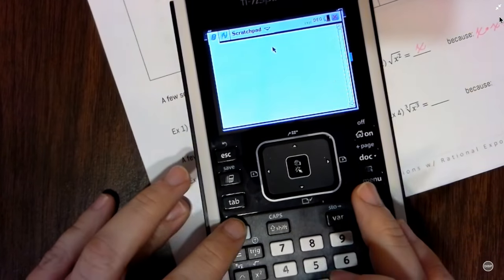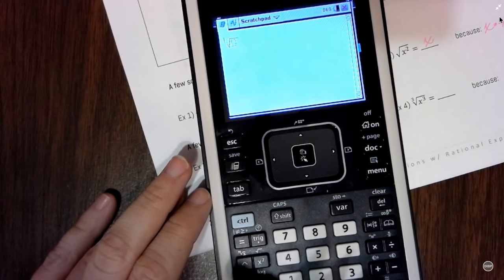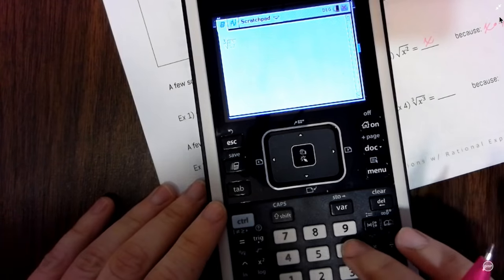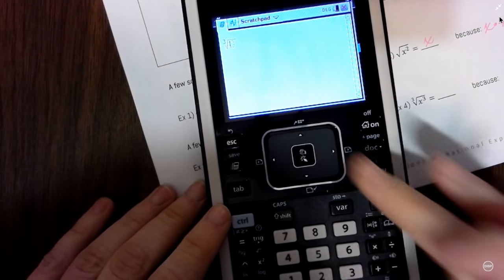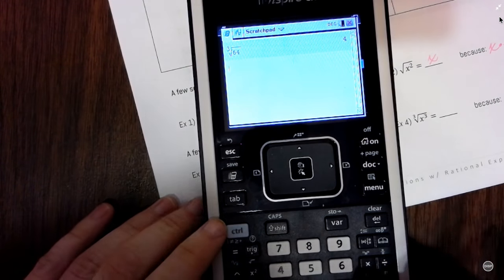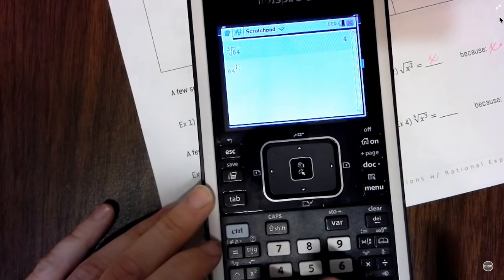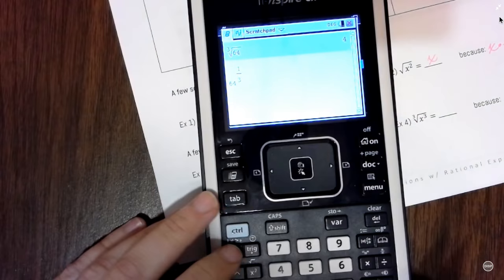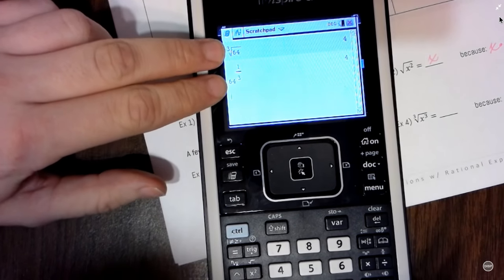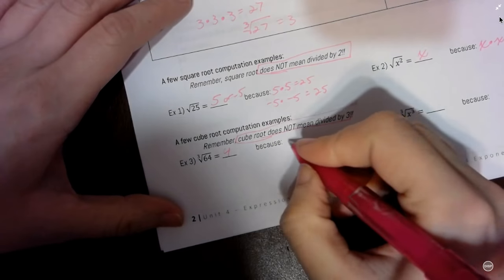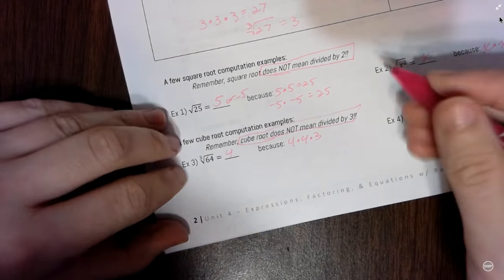So you'll take Control and then the exponent key, and that gives you a radical that you can choose what root to put. So cube root of 64 is 4. Or you could also type it as 64 to the power of 1/3. Because remember, these are equivalent. You get 4. So the cube root of 64 is 4 because 4 times 4 times 4. So 4 times itself 3 times is 64.